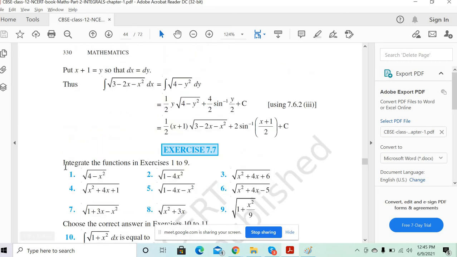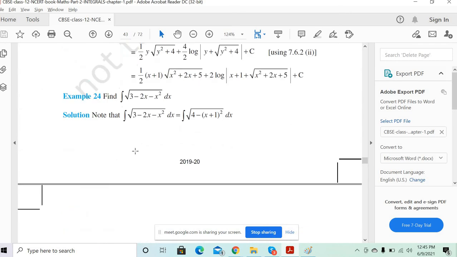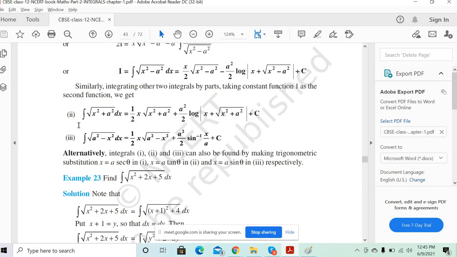Done, Vijay? Yes, sir, done. Excellent. So you got it. Now you applied the formula and you are able to get it. Yes, sir. Perfect. Excellent. See, a square minus x square. So we already have the formula a square minus x square, Vijay. Look at this part, right?